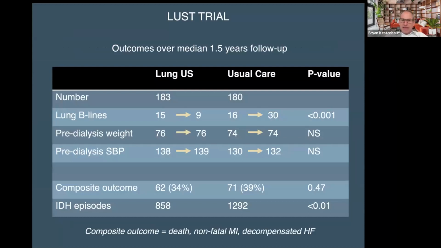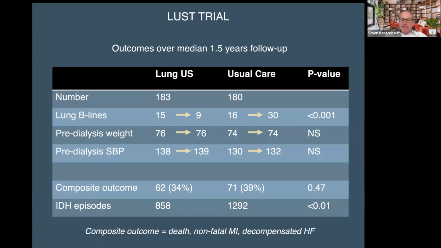Like other studies, what was found here is that being randomly assigned to the lung ultrasound group resulted in a reduction in the number of B lines, which was the target of the intervention. The number of B lines decreased from 15 to 9 in the lung ultrasound group versus actually increased in the usual care group. But the dry weight or the pre-dialysis weight didn't change, and neither did blood pressure.